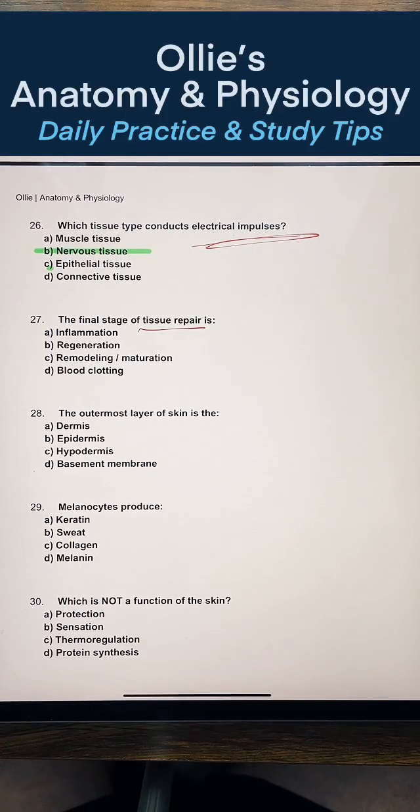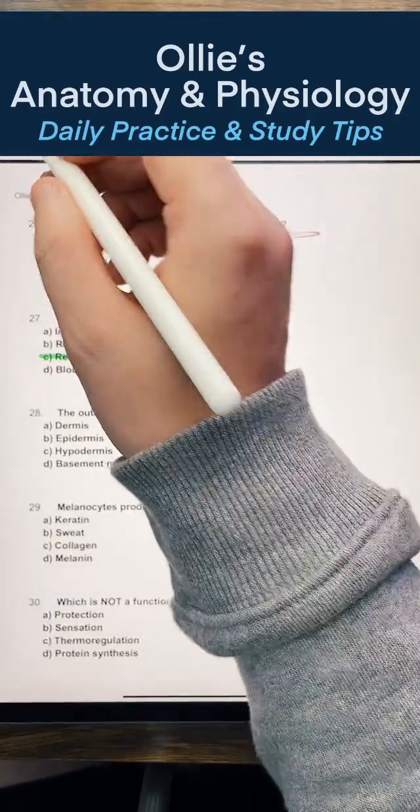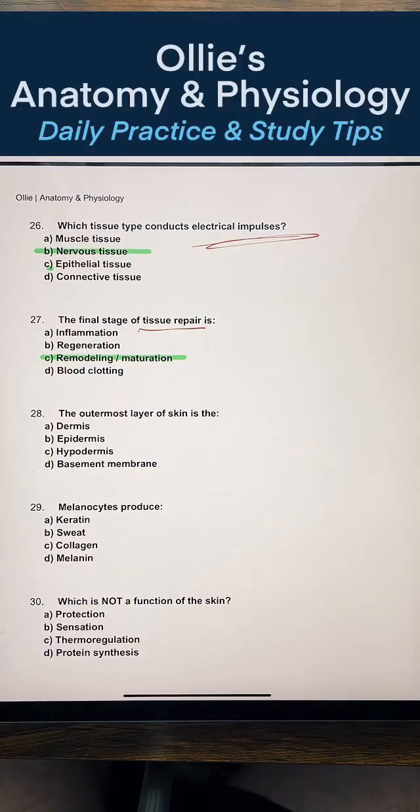Number 27, the final stage of tissue repair is C. It is remodeling and maturing. So tissue repair involves inflammation, then regeneration, then remodeling or maturation to restore our tissue function.